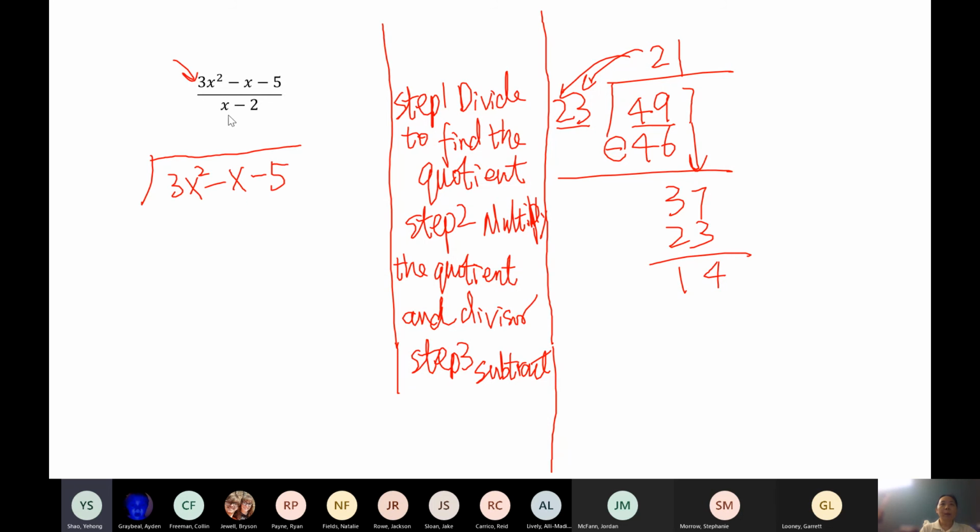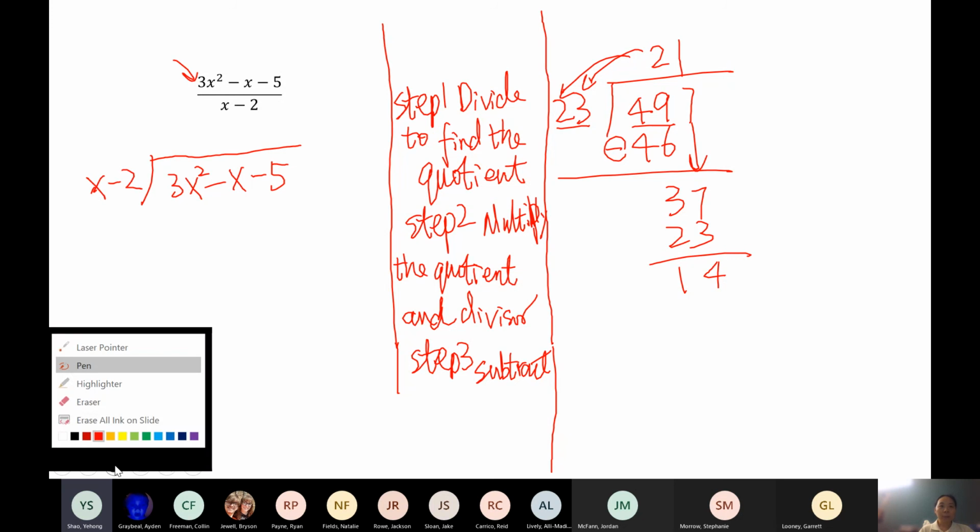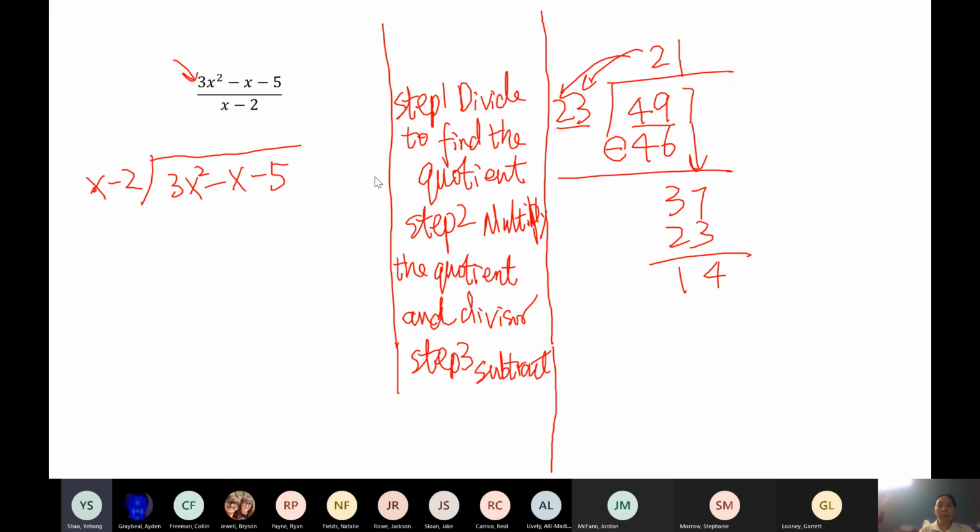Copy it. The bottom goes on the front, x minus 2. Okay, so now step 1. We need to figure out... So remember here, like Stephanie said, you're going to try to figure out 23 goes into 49 how many times. Apparently 23 doesn't go into 4, right? So 23 goes into 49 how many times?